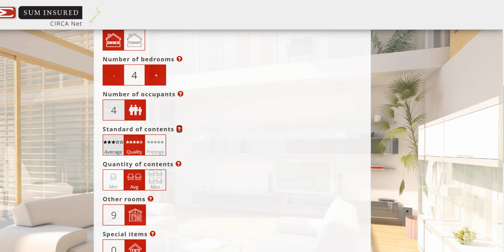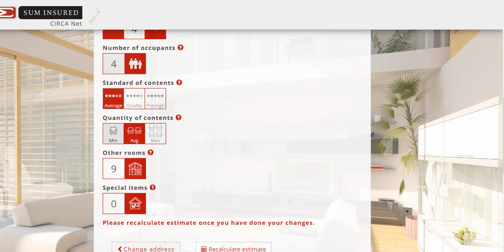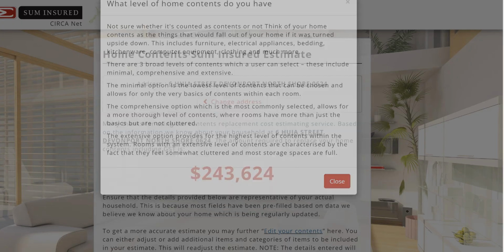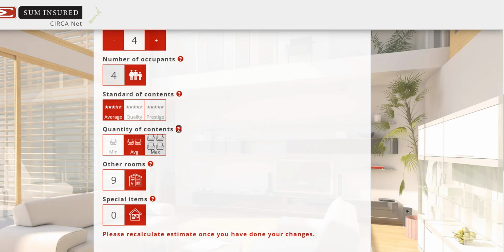But of course, there is going to be a report generated after this, which you can download, and so you'll be able to make some adjustments from there. So let's just push average, and then quality of the contents. Quantity of the contents. So if we just read that, it's going to be, have you got lots of stuff? Have you got, no, cluttered? That would be maximum if it was cluttered. So let's just go average.